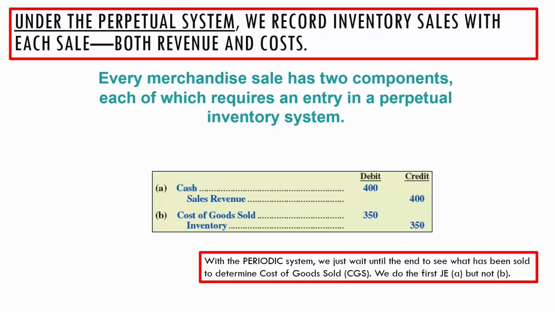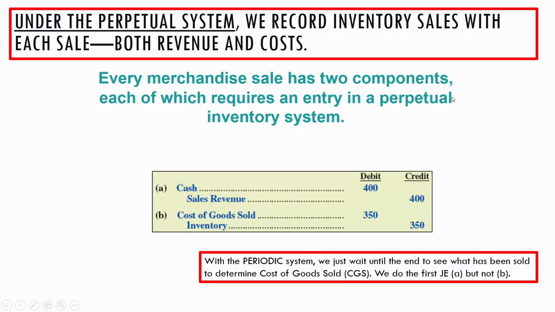Now, if you had the periodic system, the first transaction would be done, but the second would not be done. Instead, we wait until the end of the month and we count up our inventory and we do one journal entry for all the transactions at the end. That's under the periodic. This, again, is perpetual, the system that most companies use, automatically generating the two journal entries, the revenue transaction and the cost of goods sold.